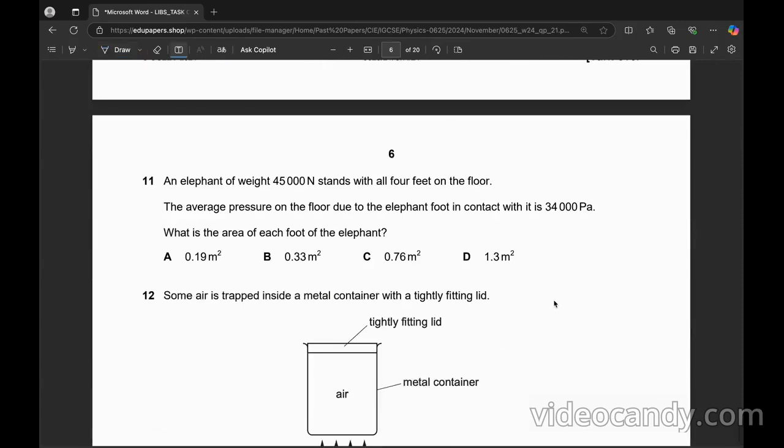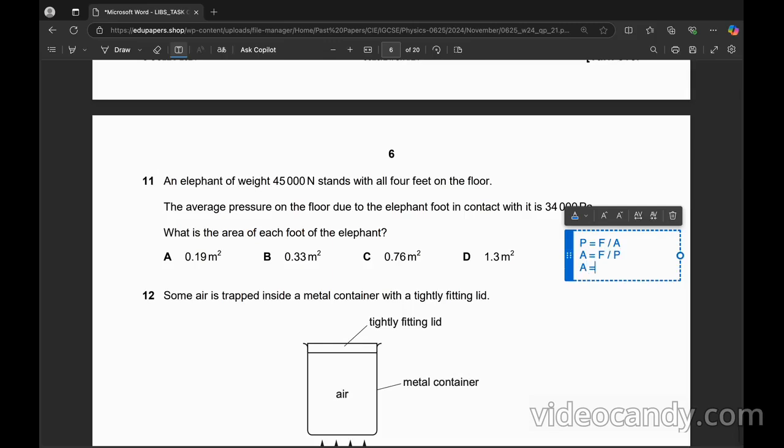11. An elephant of weight 45,000 newtons stands with all 4 feet on the floor. The average pressure on the floor due to the elephant foot in contact with it is 34,000 pascals. What is the area of each foot of the elephant? So you have to know the equation, which is pressure is equal to force divided by area. And to get area, you have to divide force by pressure.